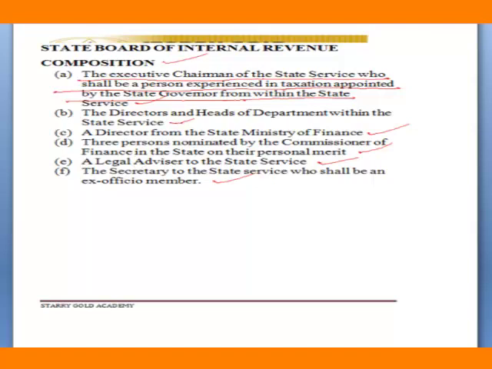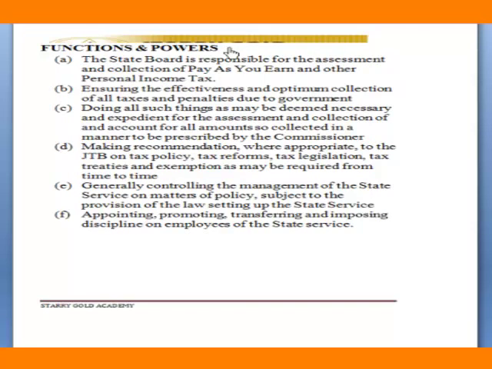And we move forward to look at their powers and functions. What are the powers and functions of this board at the state level? Here we are. One, the state's board is responsible for the assessment and collection of pay as you earn and other personal income tax. Yes, it is at the state level that pay as you earn, that's the deduction made from employee salary, is paid. So that is it.